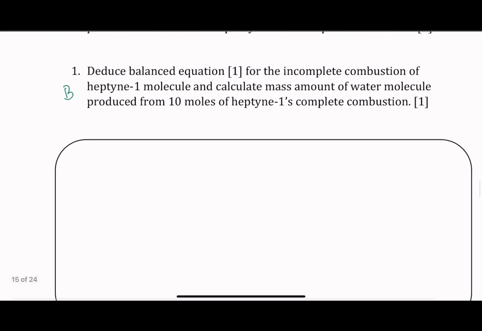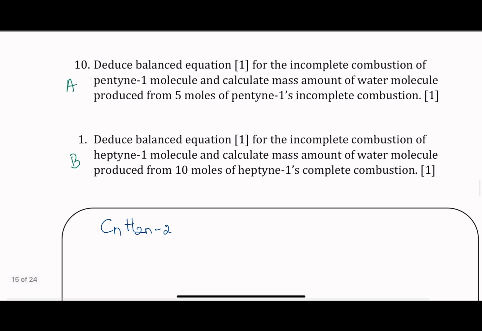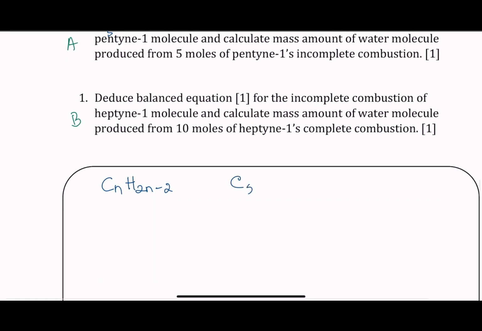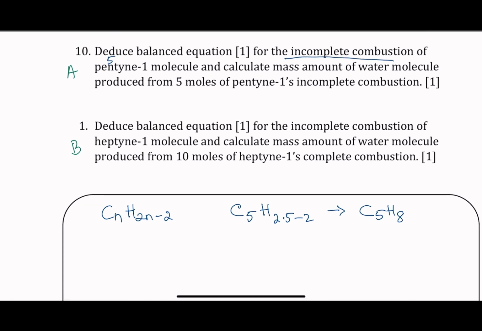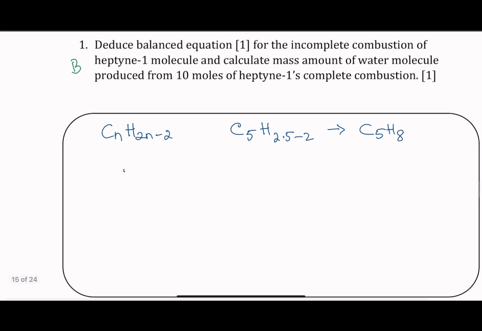So pentyne, we know that it is an alkyne. The alkynes' generic formula is CnH2n-2, and pentyne, you know, is 5, so it would be C5. H would be 2 times 5 minus 2, which will give you C5H8. And now it's asking you to write incomplete combustion for that, meaning C5H8 plus oxygen, you would get CO and H2O.